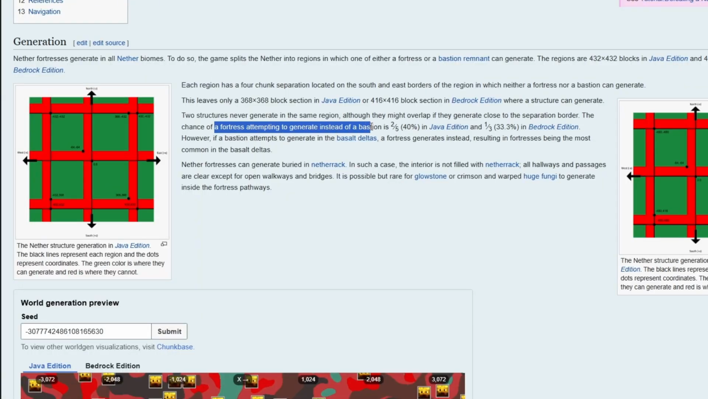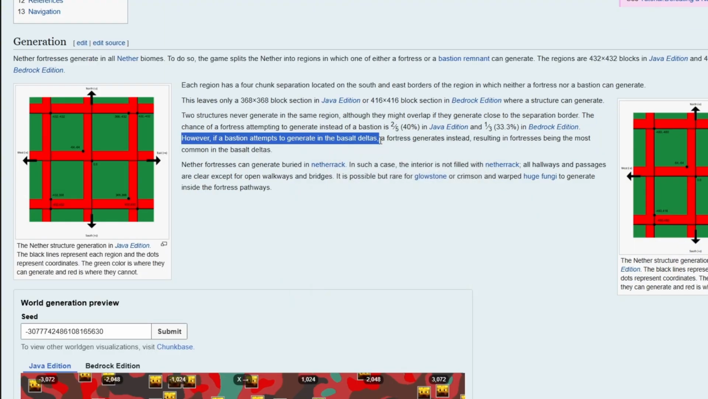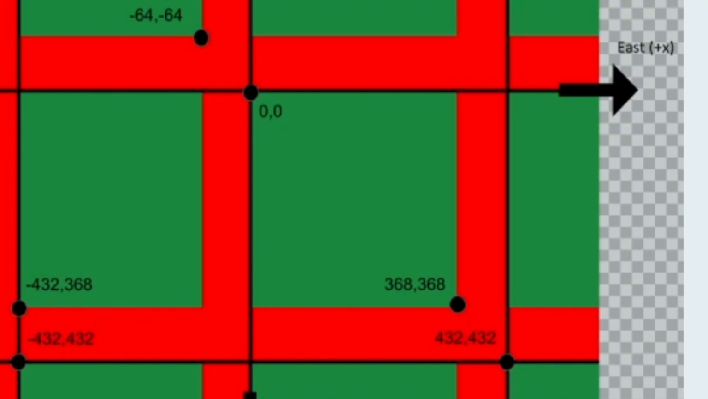Nether Fortresses have a 40% chance to generate, while Bastions have a 60% chance. However, Bastions cannot generate in basalt deltas. If they attempt to generate there, a fortress will generate instead. These structures can spawn within a 368 by 368 block area, and only one can generate in each area.